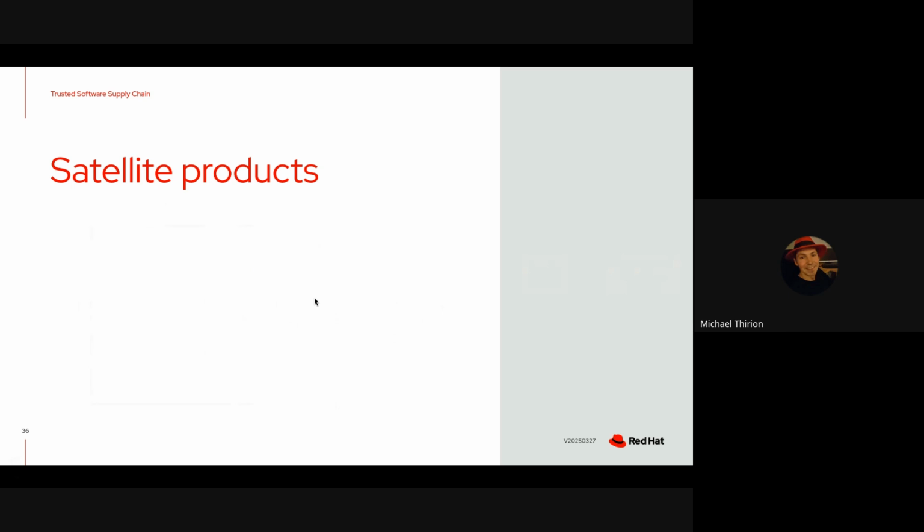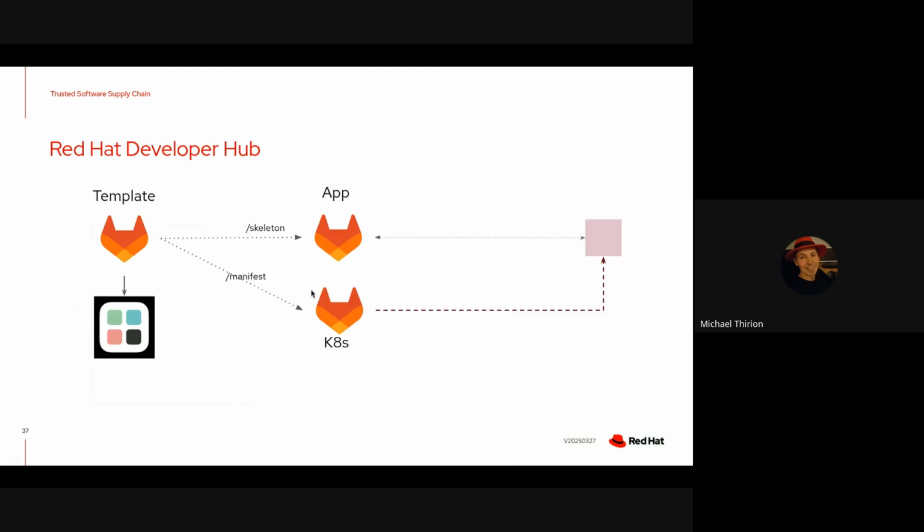All right. Just a few words about the satellite products that you can hear about when you hear about Trusted Software Supply Chain from Red Hat. Developer Hub, first of all. So why is Developer Hub bundled with Trusted Artifact Signer and Trusted Profile Analyzer in the Trusted Software Supply Chain project? It's because it's going to be of great help to standardize your pipelines. Right? That's the main objective of this tool.